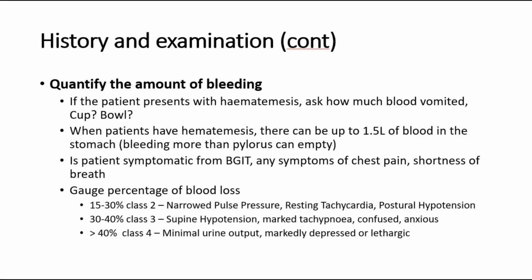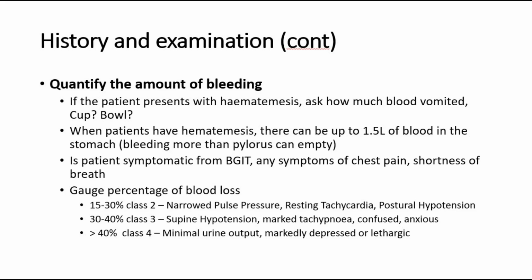If the patient presents with hematemesis, ask how much blood vomited. When patients have hematemesis, there can be up to 1.5 liters of blood in the stomach. Is patient symptomatic? Any symptoms of chest pain or shortness of breath? Gauge percentage of blood loss, whether it is class 2, 3, or 4.